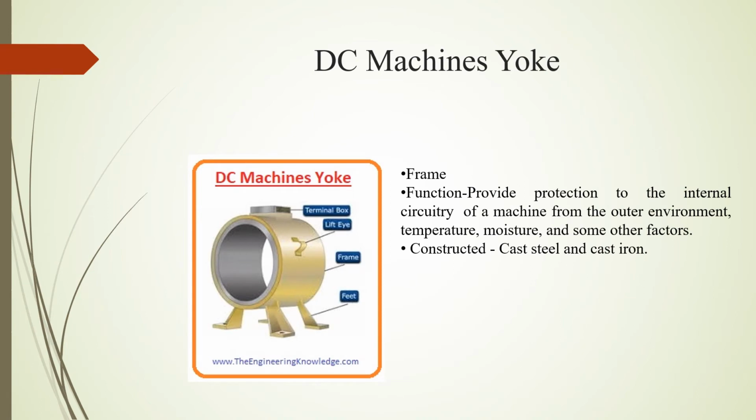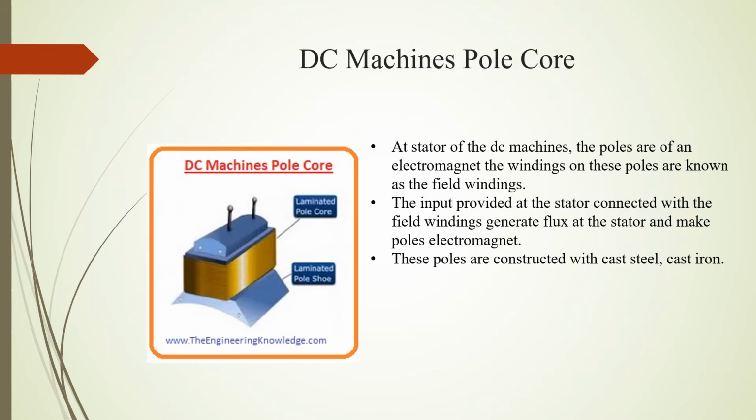DC machine yoke. The DC machine yoke is the outer cover, also called the frame of the DC machine. The function of the yoke is to provide protection to the internal circuitry of the machine from the outer environment, temperature, moisture and some other factors. Usually the yoke is constructed with cast steel and cast iron.